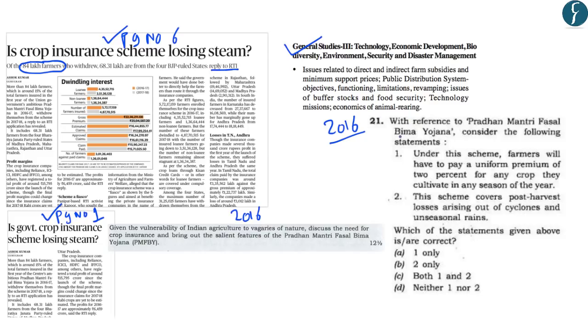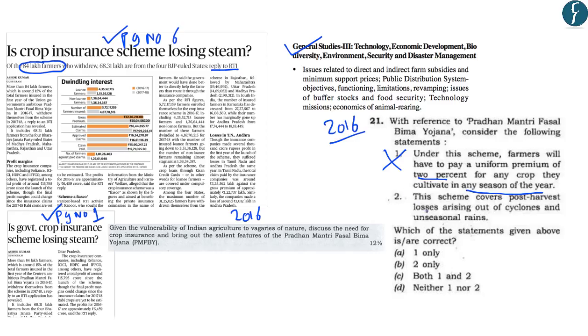Now, if you go through the question that was asked in the year 2016, the question reads, with reference to the Pradhan Mantri Fasal Bima Yojana, consider the following statements. The first statement reads, under this scheme, farmers will have to pay a uniform premium of 2% for any crop they cultivate in any season of the year. We know that this statement is incorrect because the farmers have to pay 2% for Kharif crops, 1.5% for Rabi crops and 5% for commercial and horticultural crops. So this statement is outrightly incorrect.